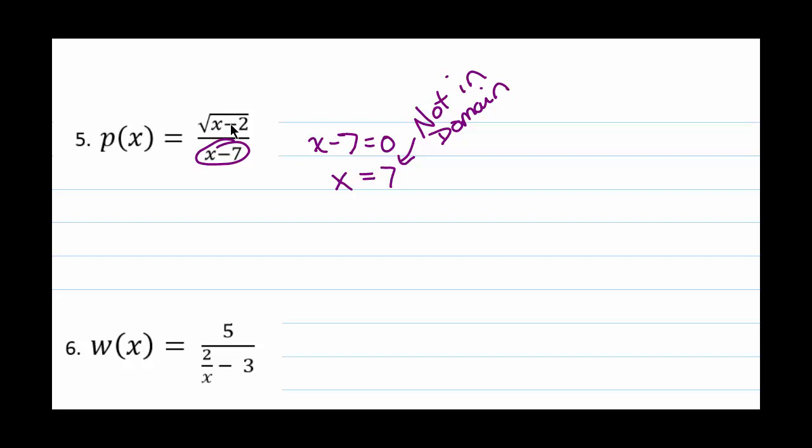But if we look at the numerator, it has a radical, square root. So we know that whatever's underneath the square root has to be positive. Can I have a 0 in the numerator? Yes. So whatever is underneath there, right, we set x minus 2 greater than or equal to 0. Solve it. Plus 2, plus 2. So x is greater than or equal to 2.